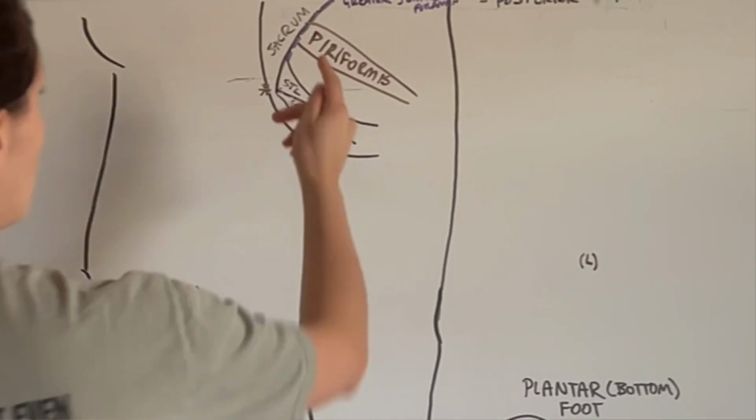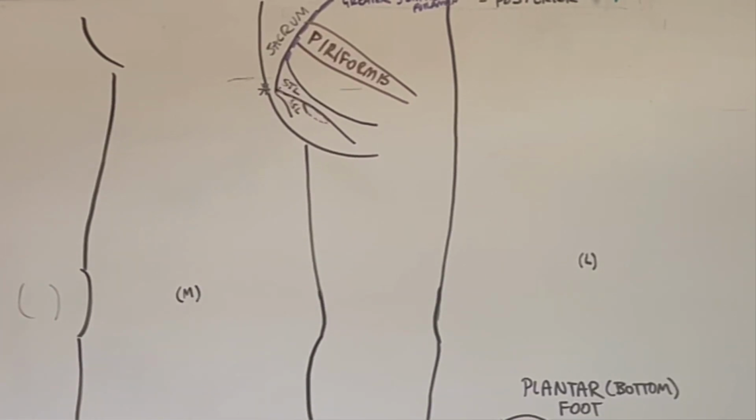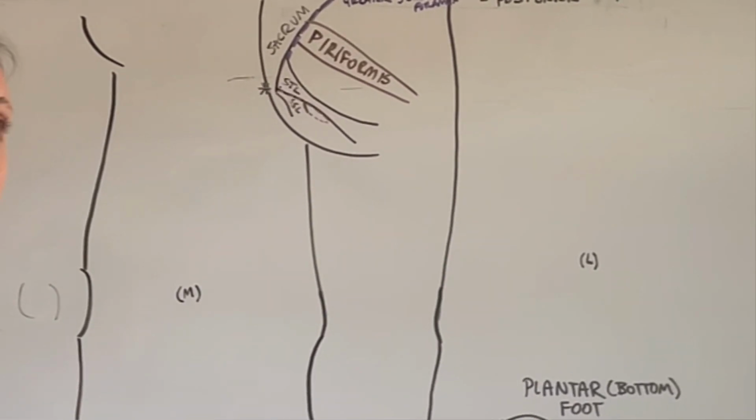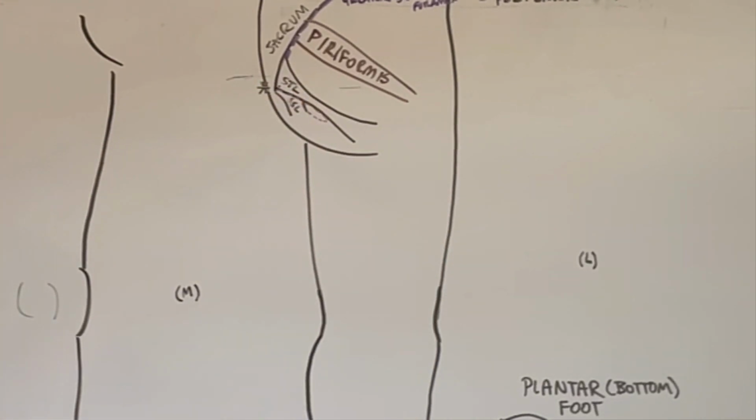Now earlier I said the piriformis is the key to the butt. And what did I mean by that? I meant the piriformis helps you orient what is superior gluteal versus what is inferior gluteal in terms of arteries, nerves, and veins.